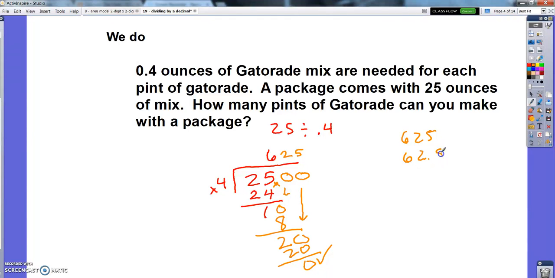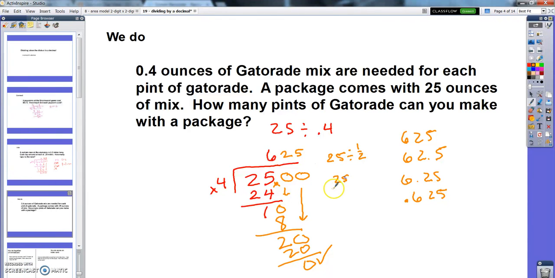Can I make 62 and a half pints? Can I make 6 1/4 pints? Can I make not even a pint? With all these choices of where my decimal goes, I've got to pick the best one. You may already know which one's the most reasonable. To me, this is roughly 25 divided by a half, which is the same as 25 times the reciprocal of a half, which is 50. So I'm looking for one that gives me around 50 servings, and the only one that's anywhere in the reasonable range is that one. So I can make 62 and a half pints of Gatorade from my mix.